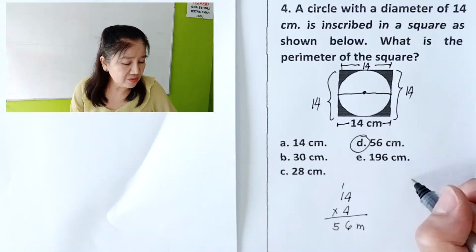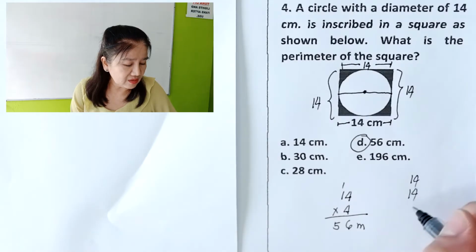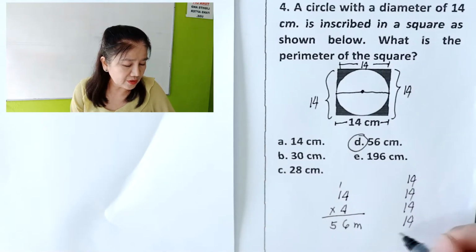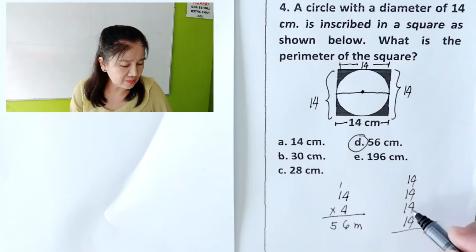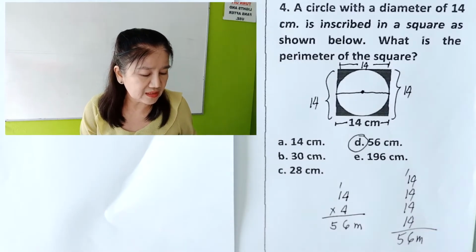Now, in case you just add all the 4 sides to be 14, you will be getting the same answer, right? 1, 2, 3, 4. 4 times 4, 16, carry 1. 4 plus 1 is 5. 56 meters. Now, let's move on to problem number 5.